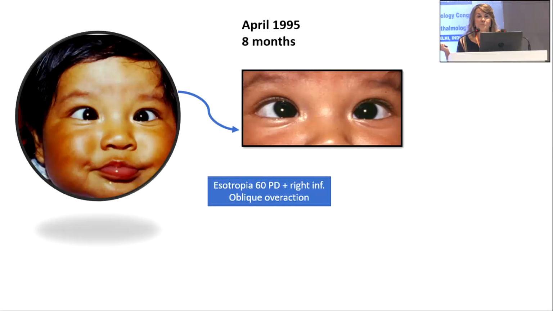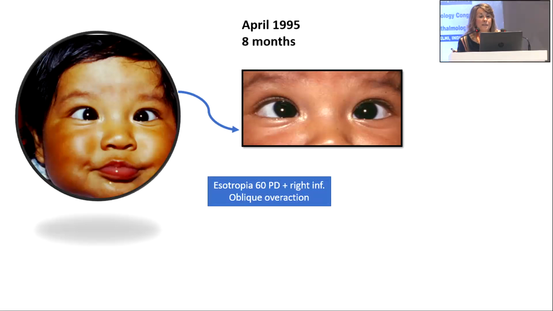And let me finish my presentation describing one of these cases where we found multiple causes for her esotropia. This patient presented to me for the first time at 8 months with a history that she had esotropia starting in the first months of life.